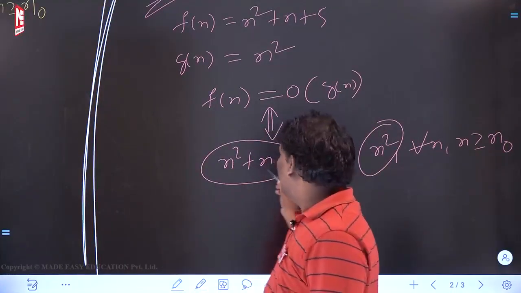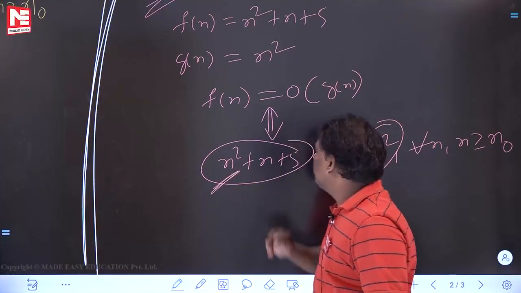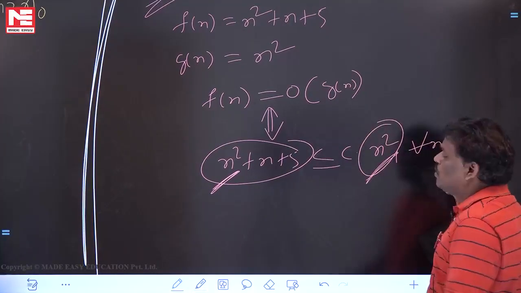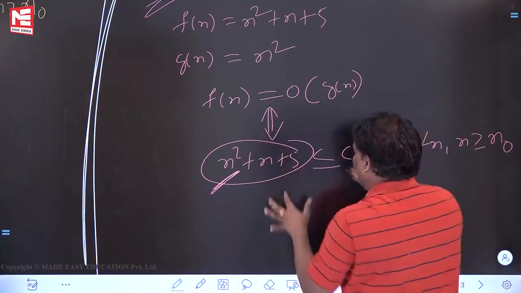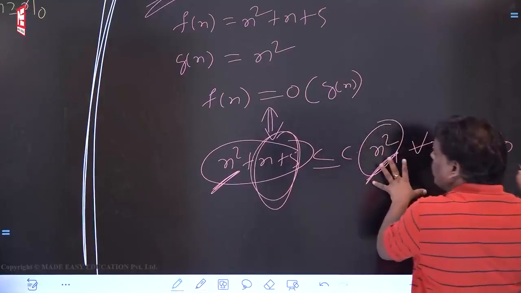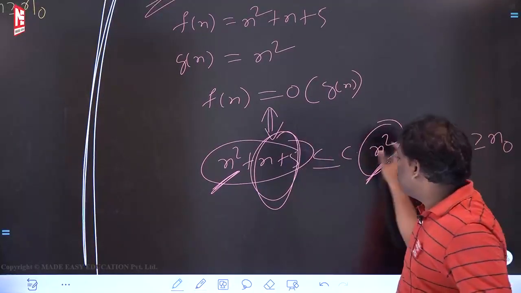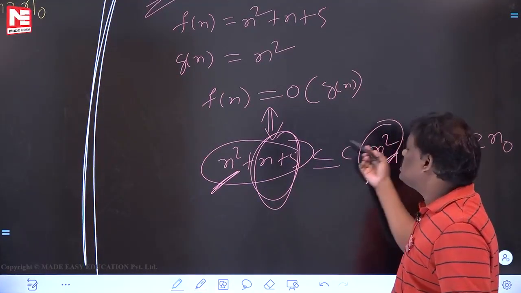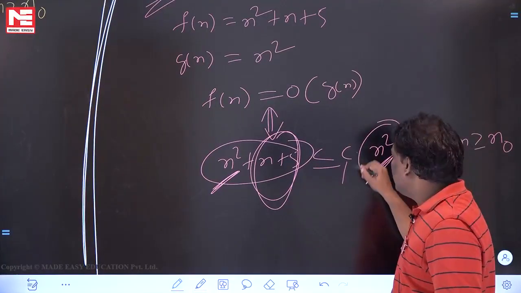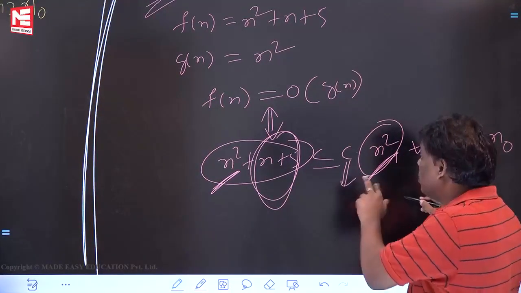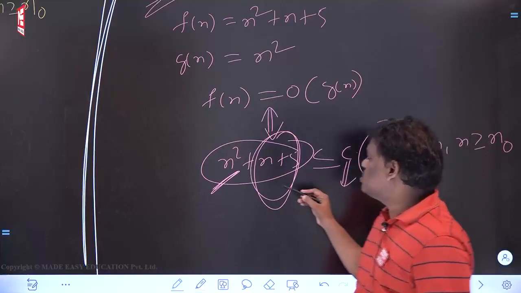Can you help me now? What is the left side? n square plus something. What is the right side? n square. So here n square plus something, here only n square. I think some small differences are there. It is saying that the bigger ones are already equal, and the small thing I will take care of. Some people are asking, how will we take care of small things? Let me check here.